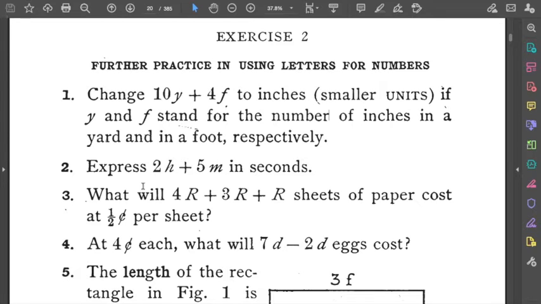1 inch is equal to 0.0278 yards, and then to feet, 1 inch is equal to 0.0833 feet. So I think this information should help you. Change 10y plus 4f into inches, if y and f stand for the number of inches in a yard and in a foot.